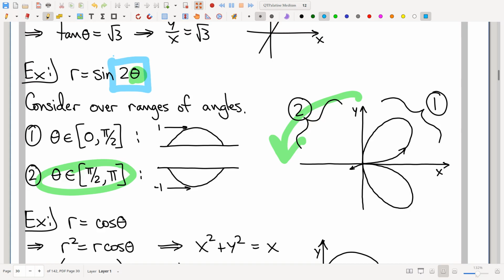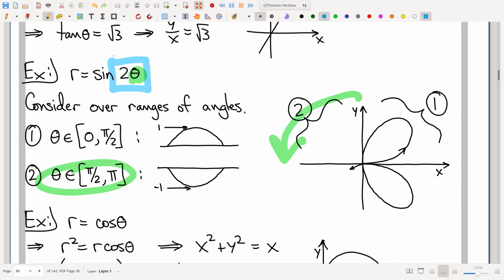What you're going to find is that sine is negative. And that means that, it's a little bit weird, but as you are looking in these directions, you're going to be going backwards. You'll be going in the negative R direction, and that produces this second petal down here. Second leaf, you might say.